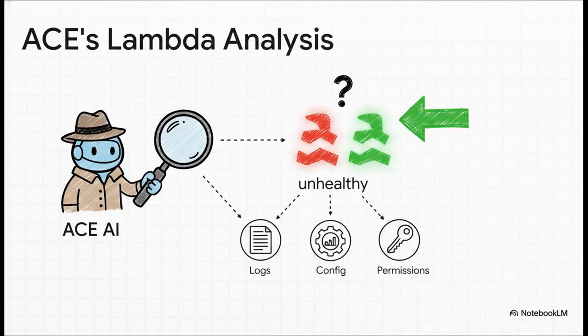And instead of giving you a generic checklist, Ace gets specific. It goes and reads your CloudWatch logs, it checks the function's memory and timeout settings, it reviews the IAM permissions, and then it might come back with something like, hey, your function has 128 megs of memory, but it's trying to process a 50 meg file. Try increasing the memory to 512. Now that is an answer you can actually use.